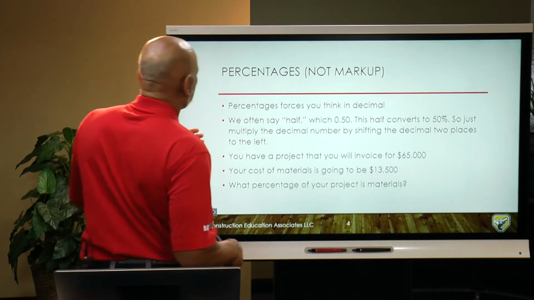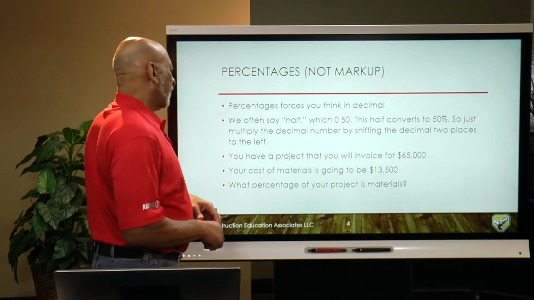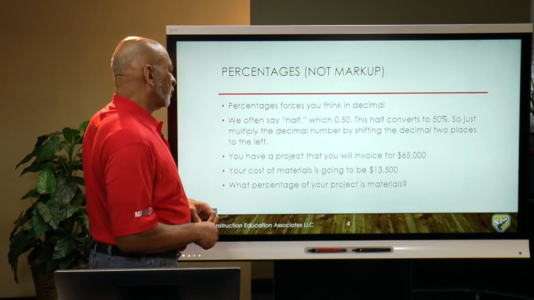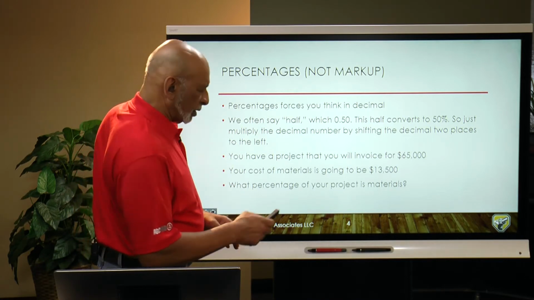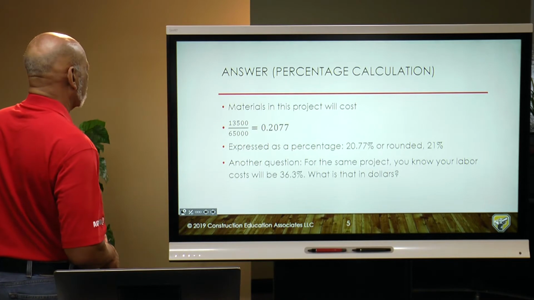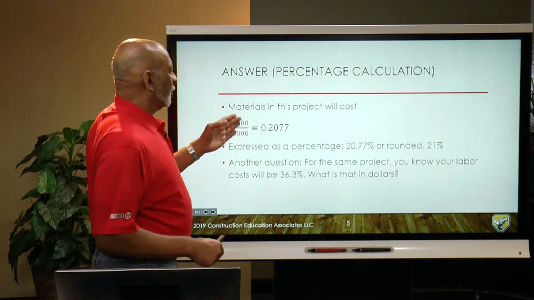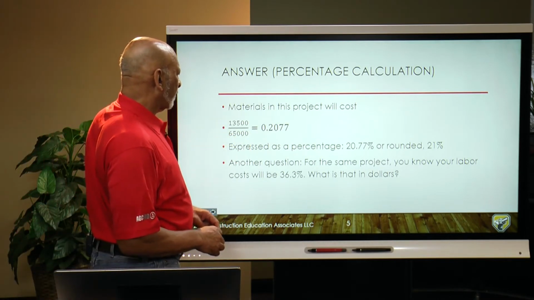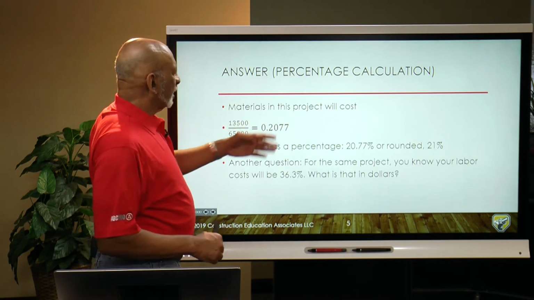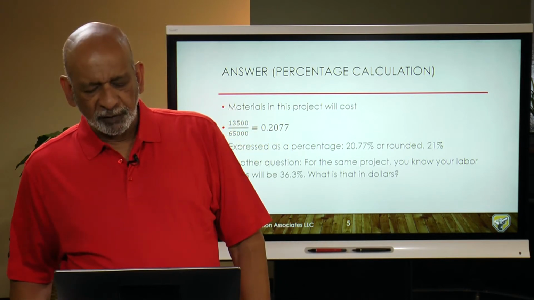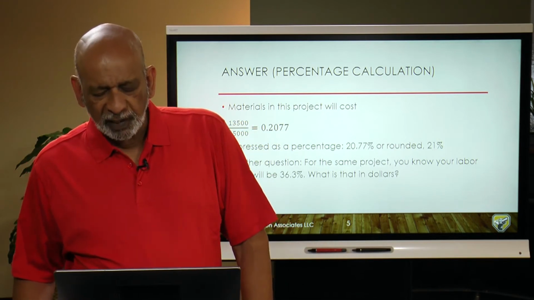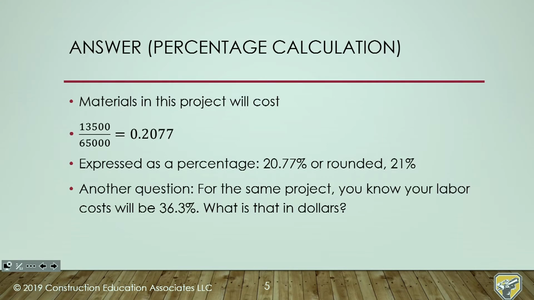So let's say you have a project that you will invoice for $65,000. Your cost of materials is going to be $13,500. What percentage of your project is materials? So this is a fairly straightforward calculation. You take your $13,500 divided by your $65,000, your total bill. You divide it and you get 0.2077. So what this means is you shift the decimal point over to get 20.77%, or you might round it to 21%. But that's how you do that particular calculation.